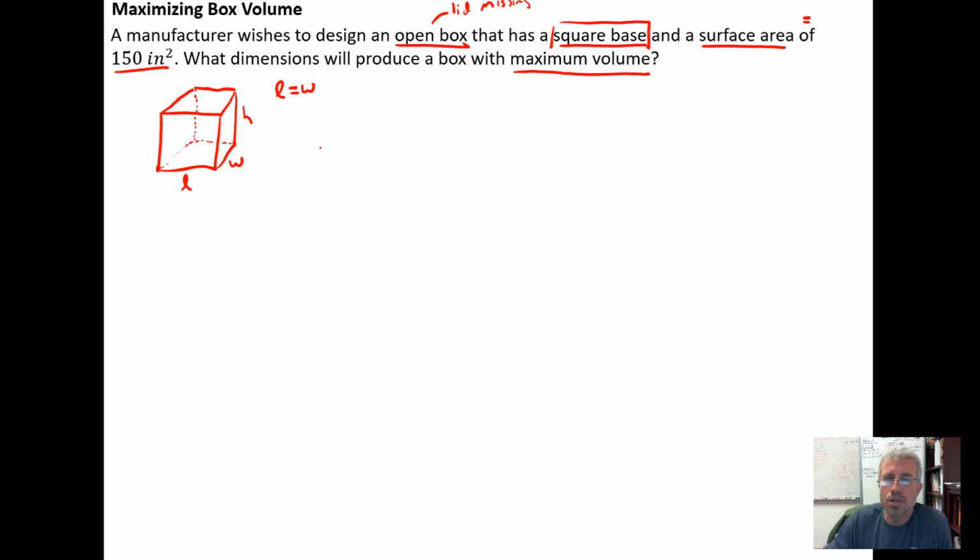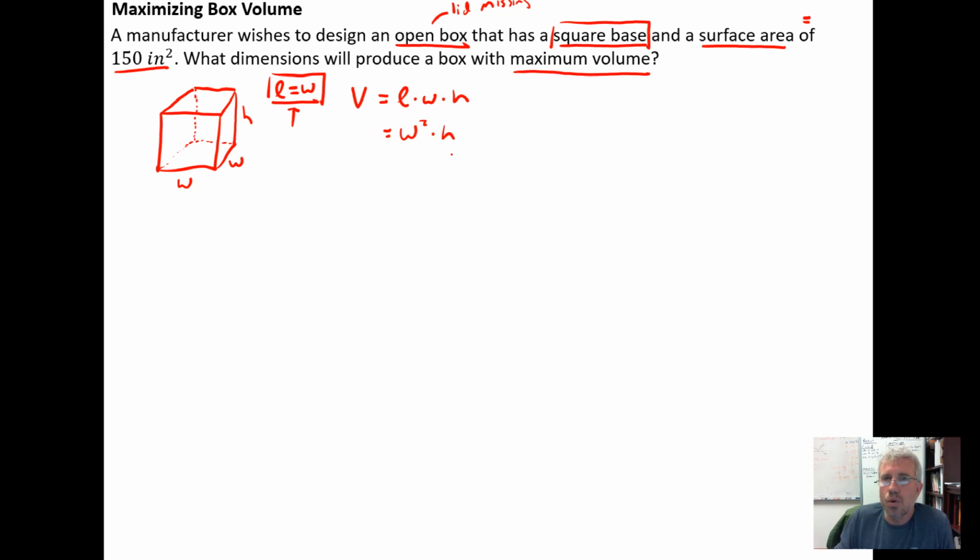So an equation for volume using length, width, and height would simply be volume is equal to length times width times height. Here I have an ancillary or secondary equation that length equals width. So I can replace the length here with width. So my box volume is going to be width times width, which is width squared, times height. So I can reduce a function of 3 variables to a function of 2 variables using this relationship that length equals width. I still have a function of 2 variables.